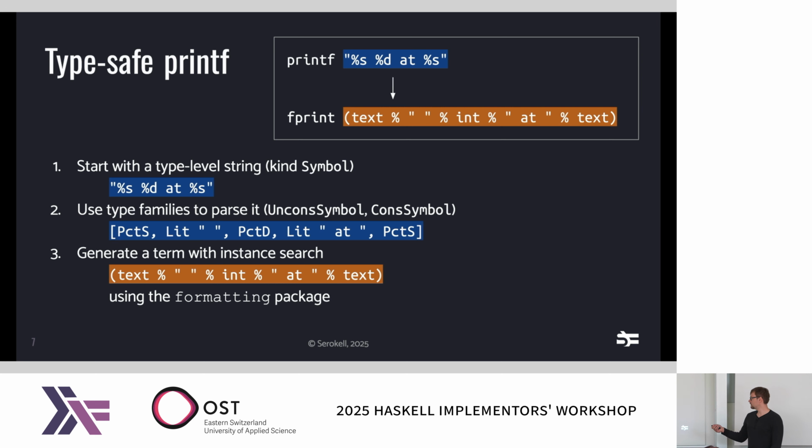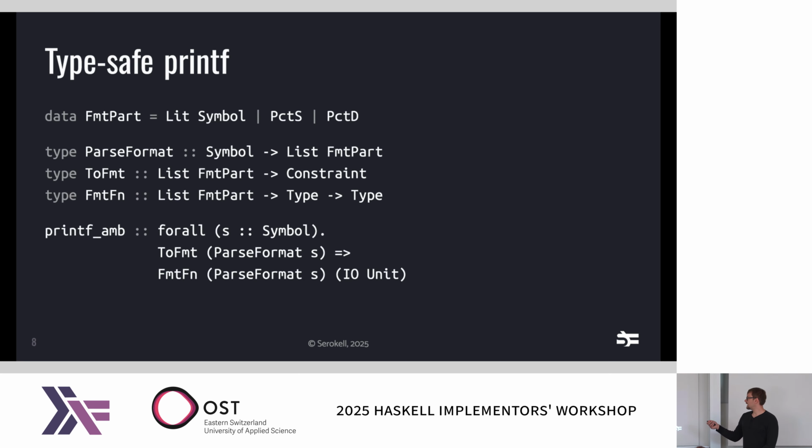And then we will move from the type-level data structure to a term using the formatting package with the combinators that we've seen before. So it's going to look like we have a formatting string, but it's going to be translated during compilation into a formatting term that is possible already today with today's Haskell. And this is the API, the overview of the API for the users of such a library.